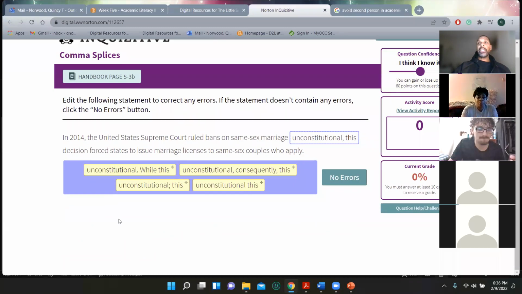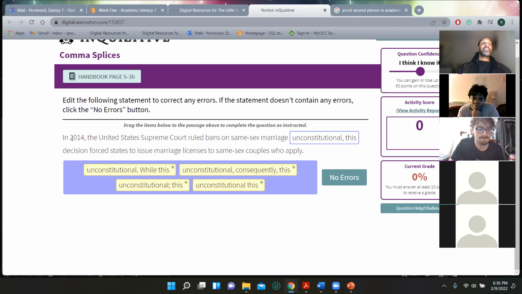Okay, while we're in here. Okay, I know I'm getting way off topic because I said I didn't want to go too far into this today, but we have a comma splice here. In 2014, the U.S. Supreme Court ruled bans on same-sex marriage unconstitutional. This decision forced the states to issue marriage licenses to same-sex couples who apply, right? So this is a comma splice.